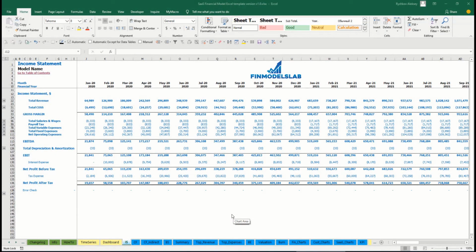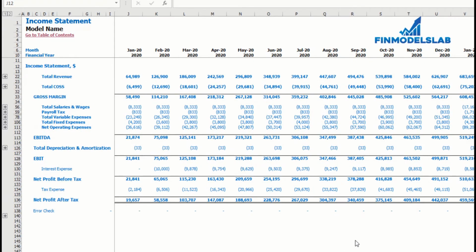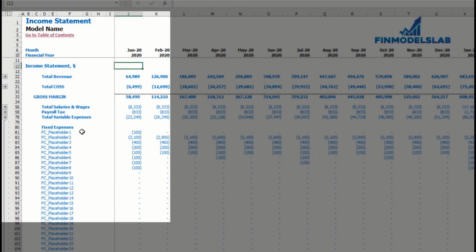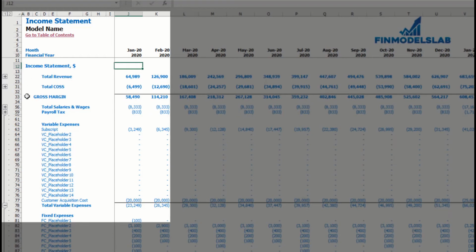On the Income Statement tab, you may see the main line items of your profit and loss, which is total revenue, total cost of services sold, gross margin, salaries and payroll taxes, variable expenses, fixed expenses, EBITDA, total depreciation and amortization, EBIT, interest expense, net profit before tax, tax expense, and as a result, net profit after tax. Please note that by clicking on this plus button, you can unhide each category and see the digitalization, for example, for the fixed expenses or variable expenses, and for any other category. You may see the values by months and all the breakdown by line items.